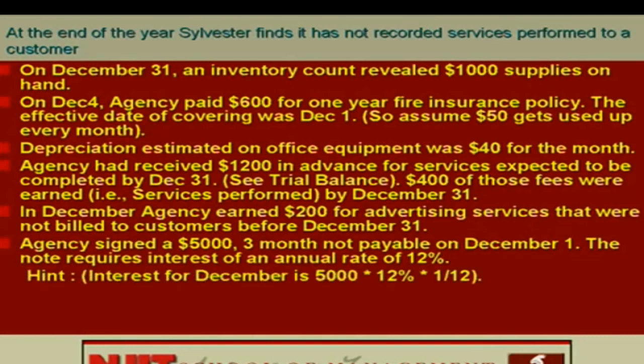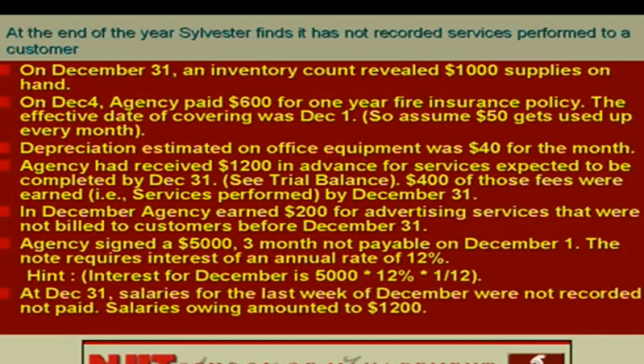I've given you a hint how to figure out interest payable. Salaries for the last week of December were not recorded nor paid. It amounted to $1,200. Here's the question. Let me repeat this. On December 31st, they had to do these adjusting entries.